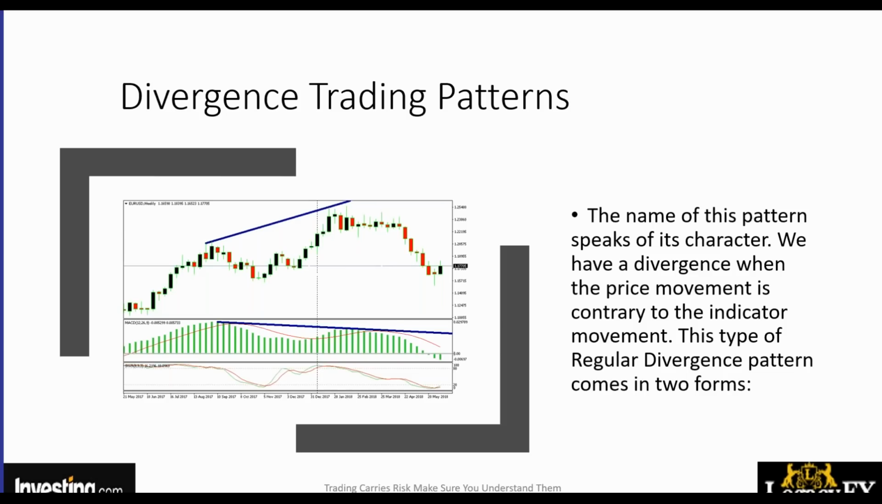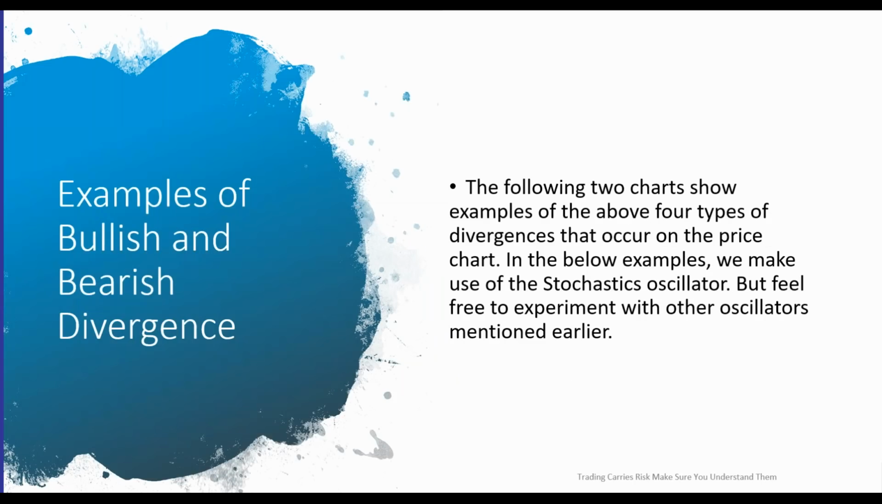So the name of this pattern speaks of its character. We have divergence when the price movement is contrary to the indicator movement. Now, this type of regular divergence comes in two forms. We have bullish and bearish divergence, and they are exactly the same, except one exists in downtrends and one exists in uptrends. When price is making higher highs and higher lows, then we would expect the indicator to do the same. If it's diverging, we expect the indicator to do the opposite.